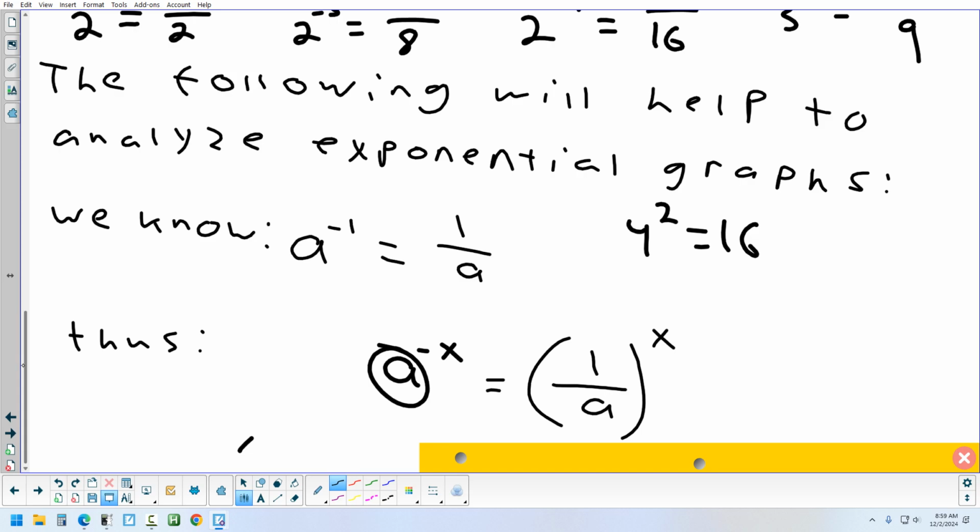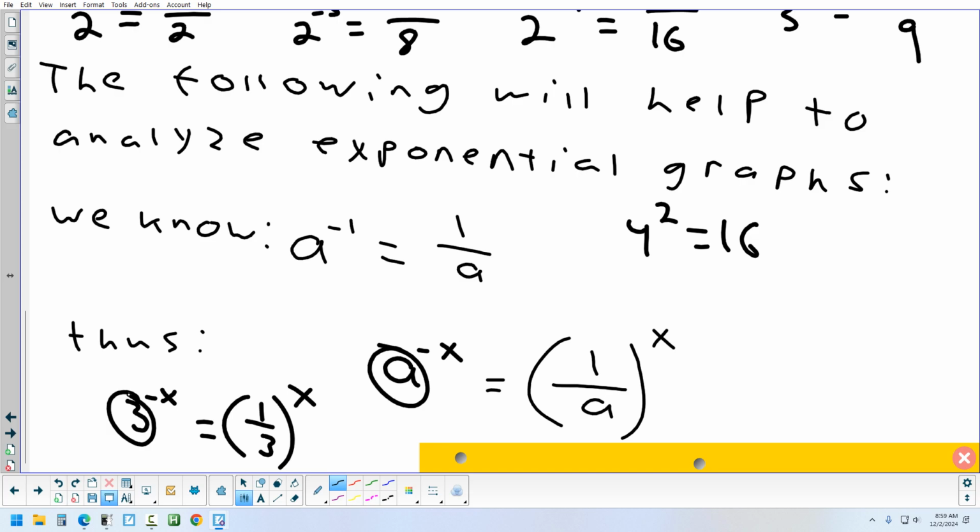So if you had something like, let's say, 3 to the negative x, what do you think that would be if I rewrite it without that negative exponent? 1/3. Yep, 1/3 to the x. You just take that number that's right there and you flip it and then get rid of the negative.